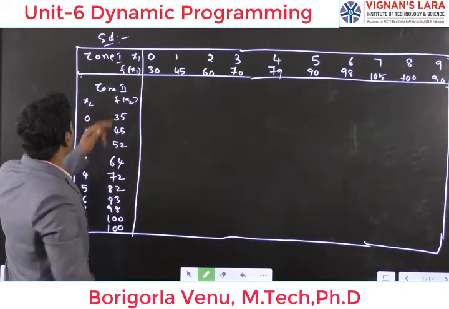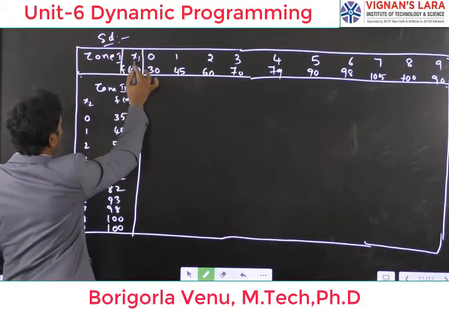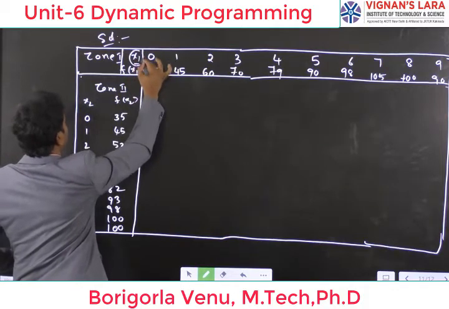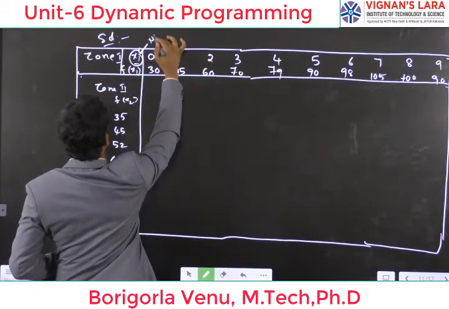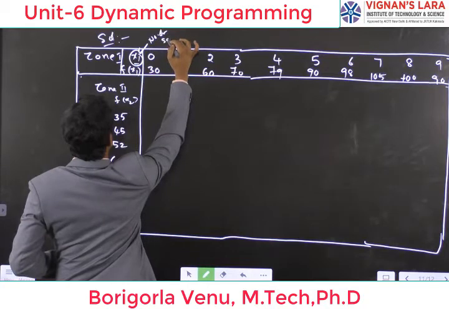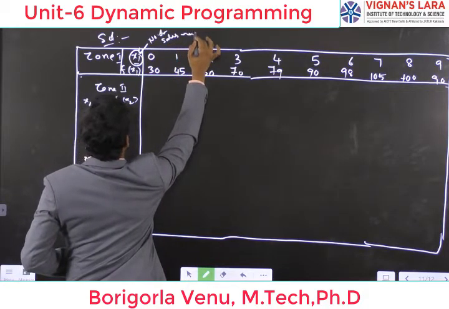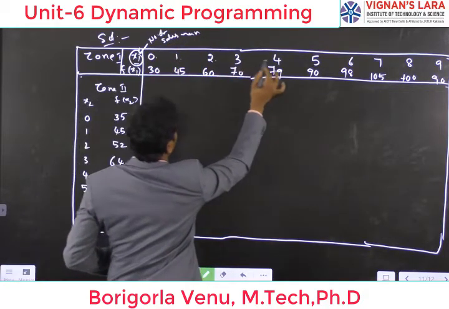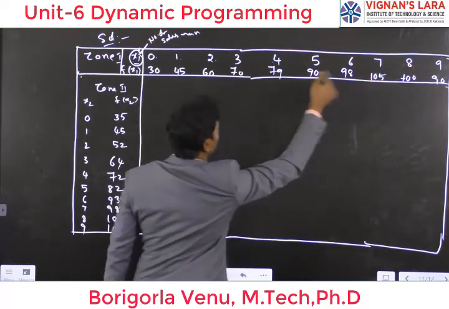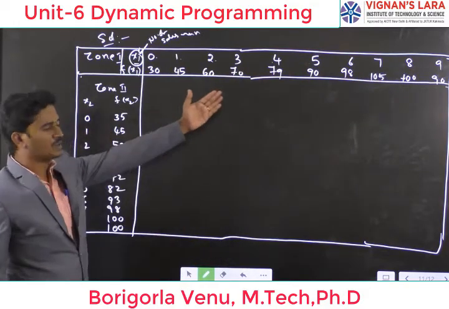First, coming to zone 1. Here in zone 1, x1 is there. x1 means the number of traveling salesmen we have taken. Here we have a total of 9 salesmen: 0, 1, 2, 3, 4, 5, 6, 7, 8, 9. In total that is 10 values, so 0 to 9.